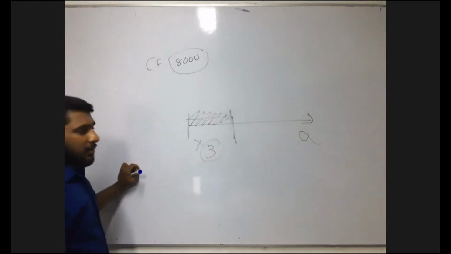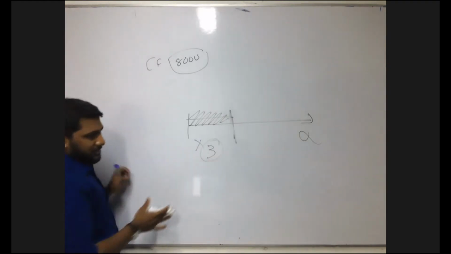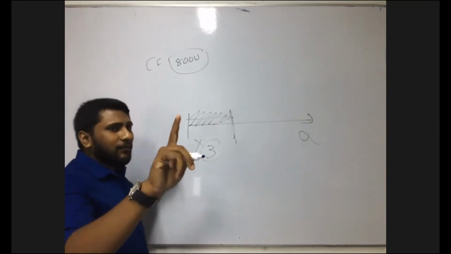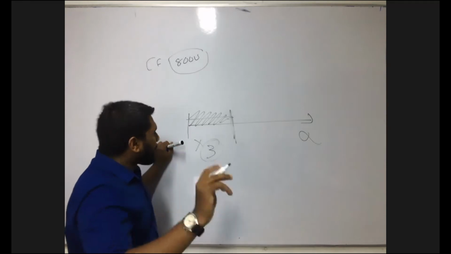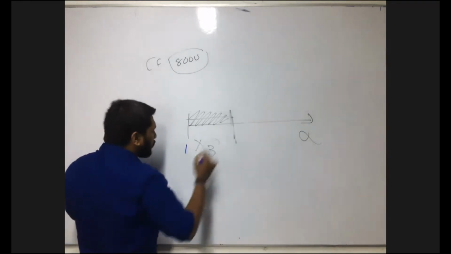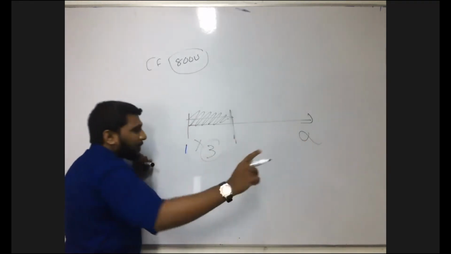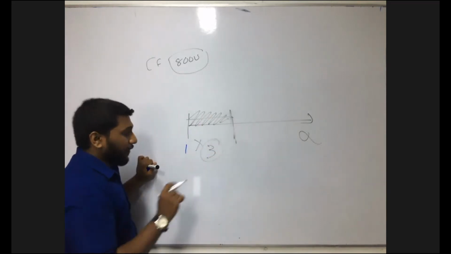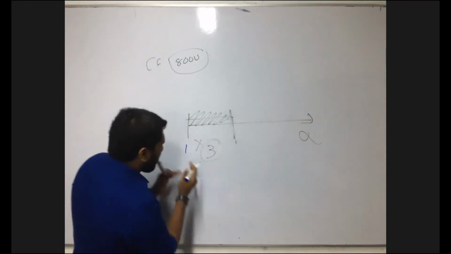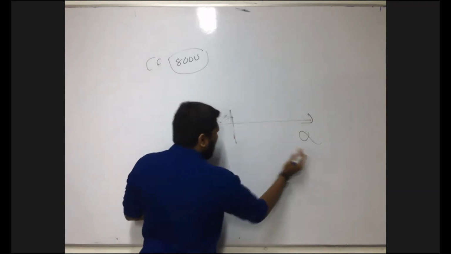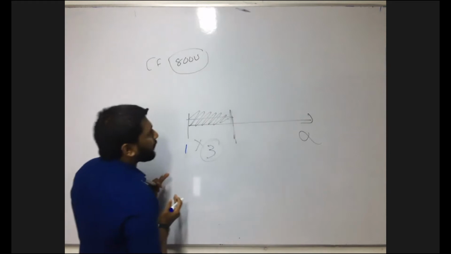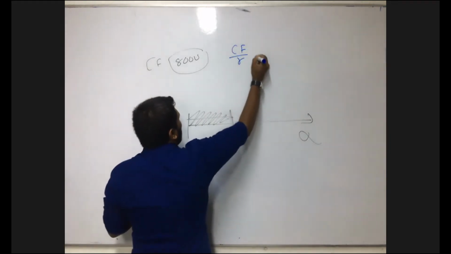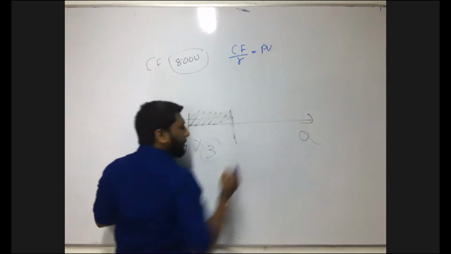Okay. Now to get the answer for this, what you should find out is, guys, if I am getting $1 for the perpetuity from year 1 to perpetuity, what is the present value of that? If I am getting only $1 from year 1 to perpetuity, what is the present value of that, guys? How to find? Cash flow divided by r will give you the present value.